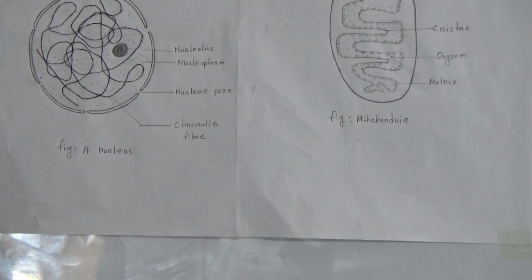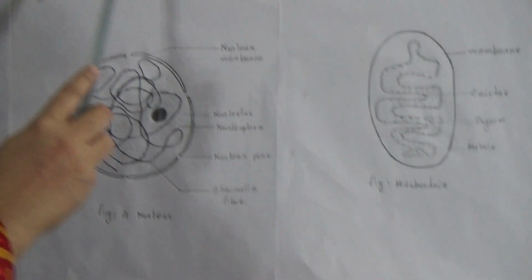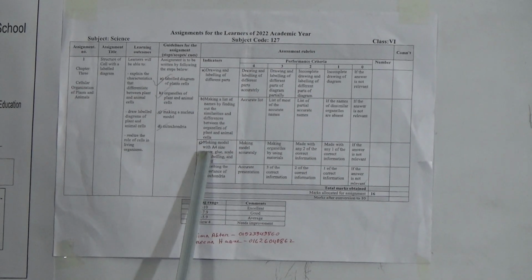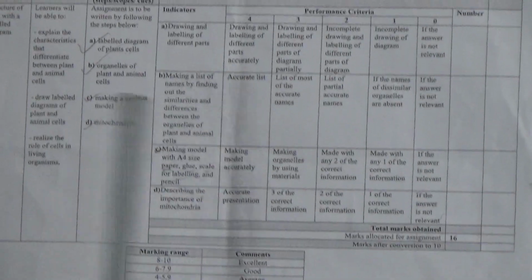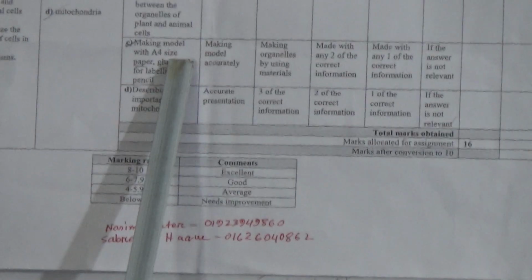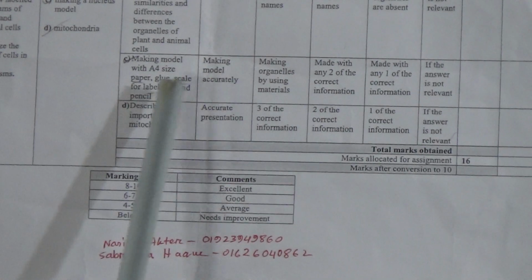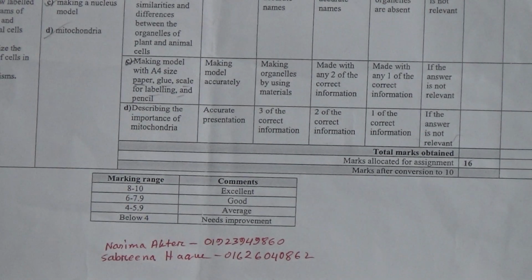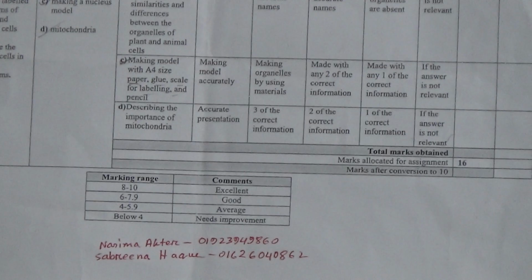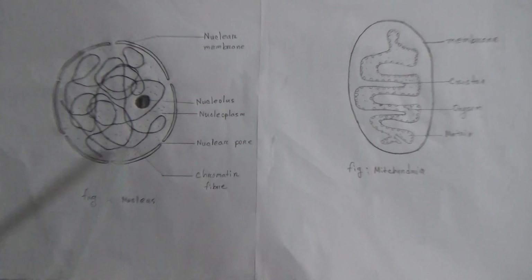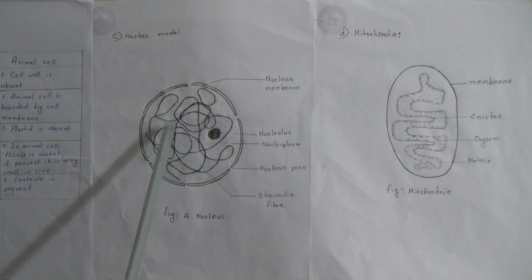For C number, here is making a nucleus model. Here it is written, making a model with A4 size paper. You need A4 size paper, glue, scale for labeling, and pencil. Students, I have made a model. You have to do this one by yourself.